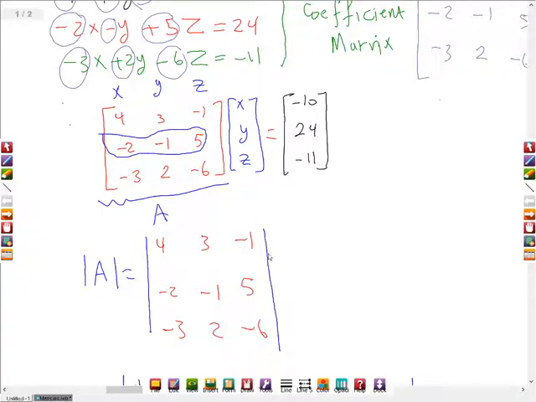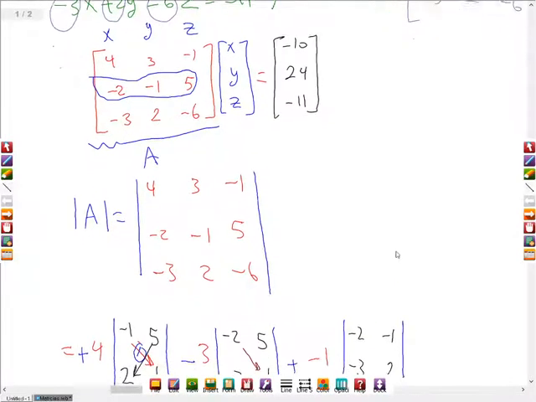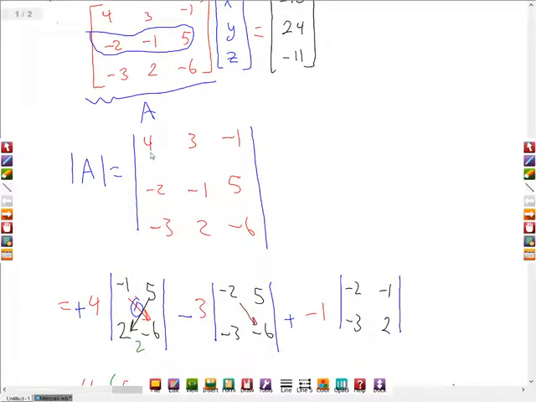We take the coefficient matrix. We find the determinant for this. Now watch. The same thing as I did. 4, you take 4 out. You circle the 4. You eliminate this and this. Left -1 and 5, 2, -6. Go to the same sign, plus, minus, plus. 3, what left? You eliminate the 3 here, this and this.